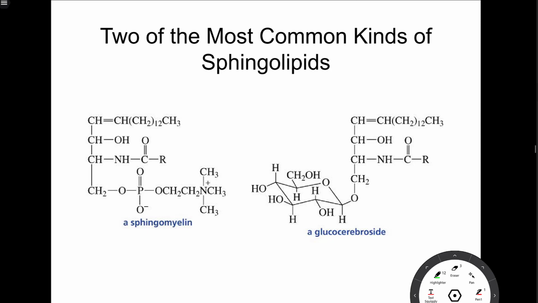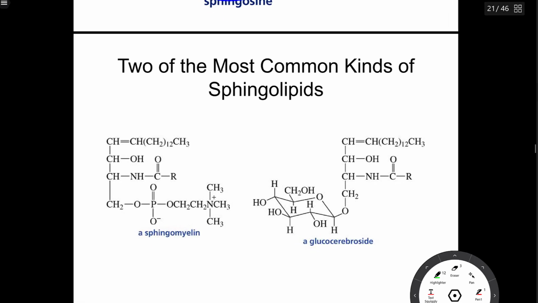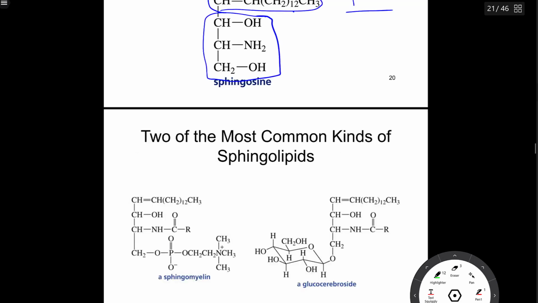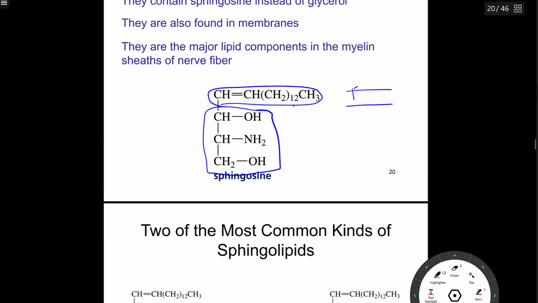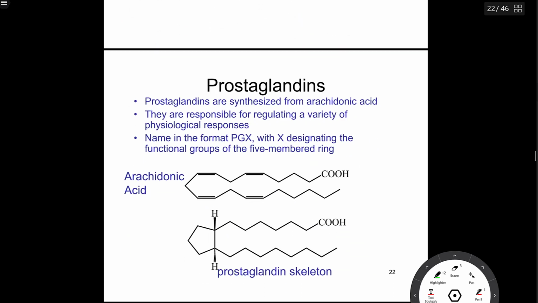And so motor neurons in our body are all myelinated. And so when we have problems with our myelination, then we have problems moving, basically breathing, all kinds of things. So it's associated with a number of different kinds of diseases. But yeah, sphingomyelin, and the cerebrosides are types of lipids that are found in cell walls and have different kinds of functions. Now, prostaglandins.